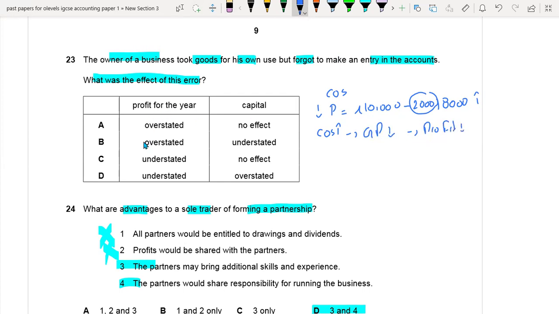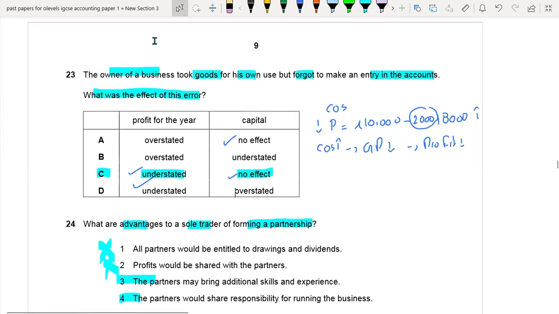So it means that your profit for the year would be understated. But remember that these goods will not be deducted from the capital. So that's why capital would not be affected. So the C option can be the right option.